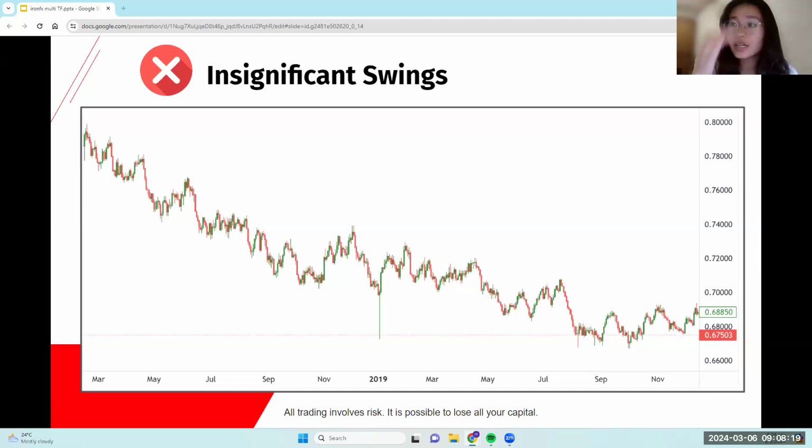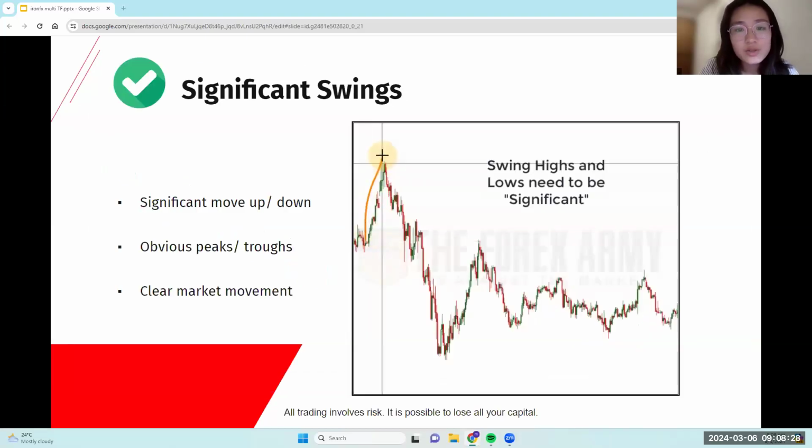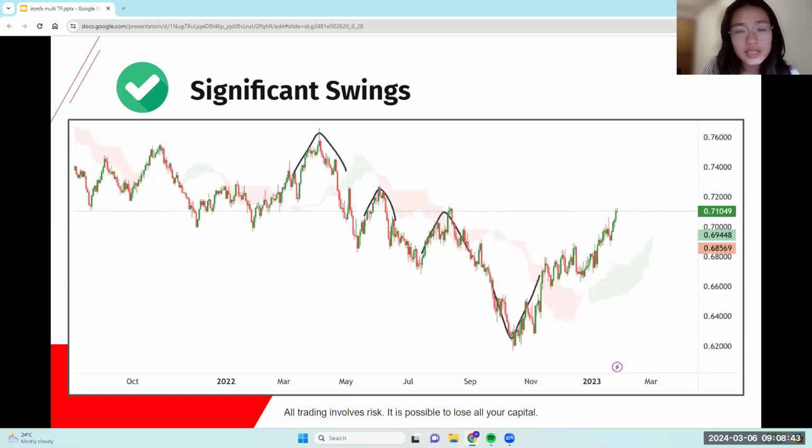Okay, so here's another incorrect example. There aren't really any clear swing highs or lows and price movement is relatively small. Now here's a correct example of significant swings. There's a really clear move up and down with obvious peaks and troughs and clear market movements. Here's another example. I've drawn out the peaks and troughs to point out exactly how clear your charts should look.